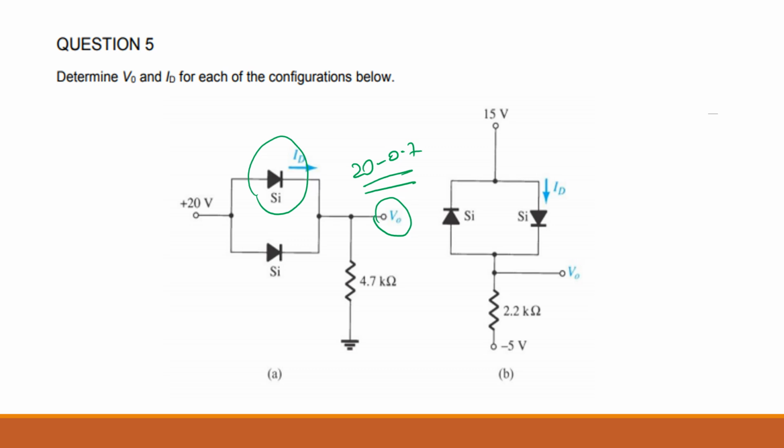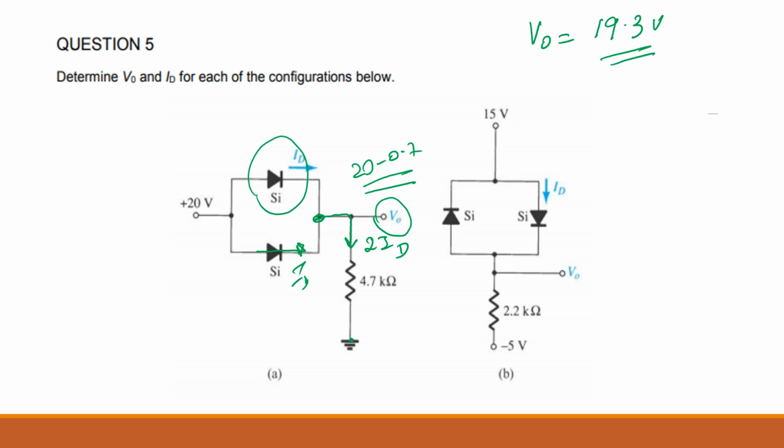So V naught you can find, which is 19.3 volts. Now you have to find the current as well. If ID current is flowing in the top one, there should be equal current flowing in the bottom one, because the voltage drops are both the same, isn't it? So ID current also should be there at the bottom line. So when it comes to here, the current going this way will be 2 times ID. Agree? Do you agree with that or not?